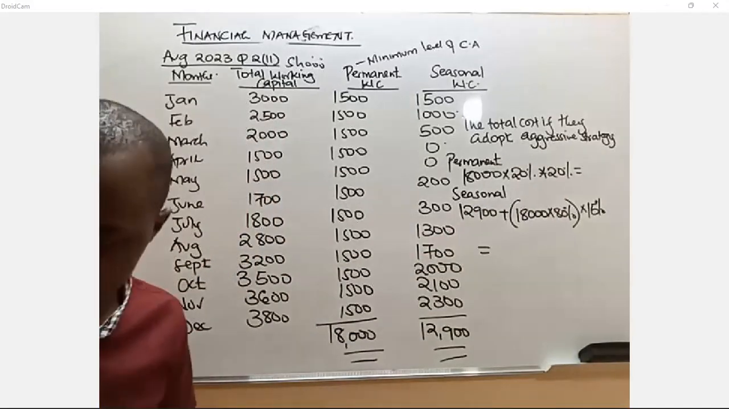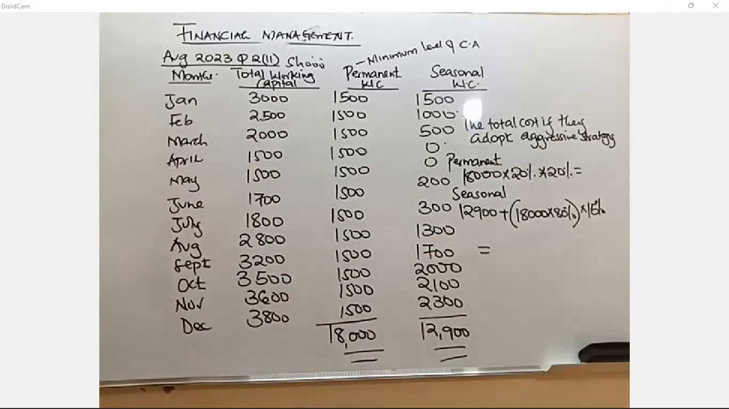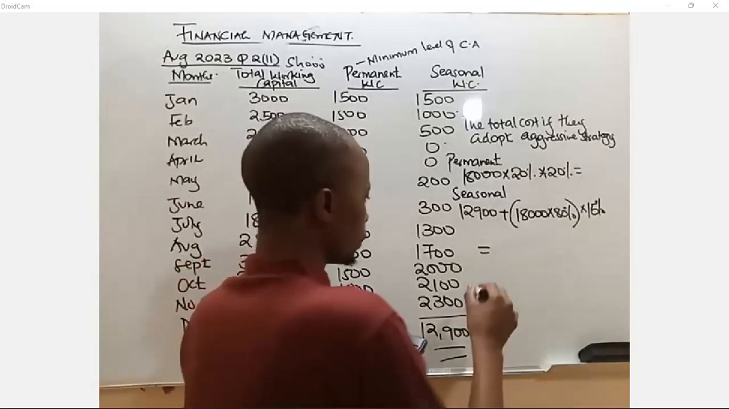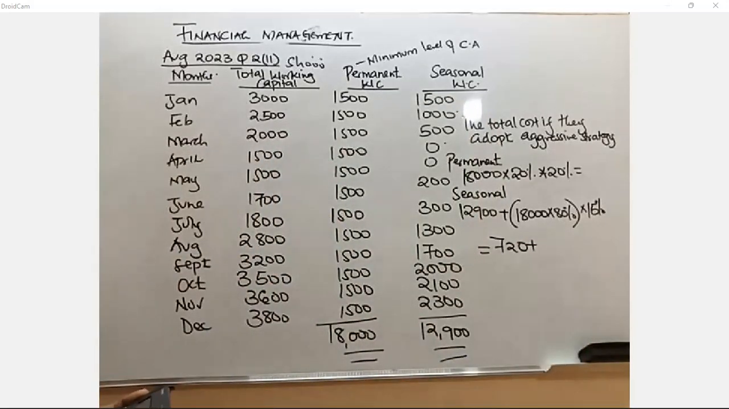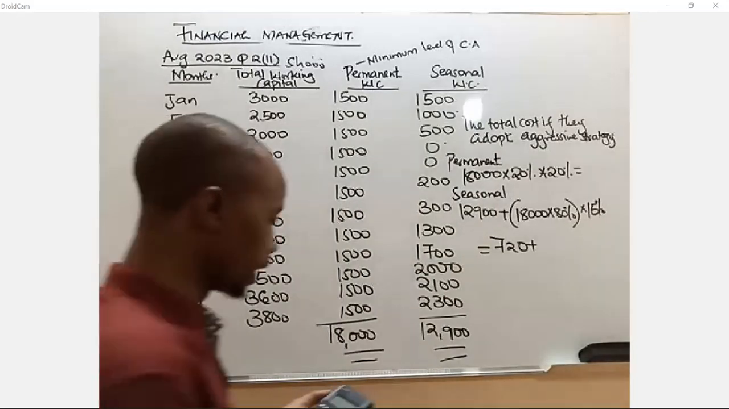So how much is this? Very simple. I just say 18,000 times 0.2 times 0.2. I'm getting 720, plus, right? 18,000 times 0.8. How much am I getting there? 14,400 plus 12,900 times 0.15. I'm getting 4095.